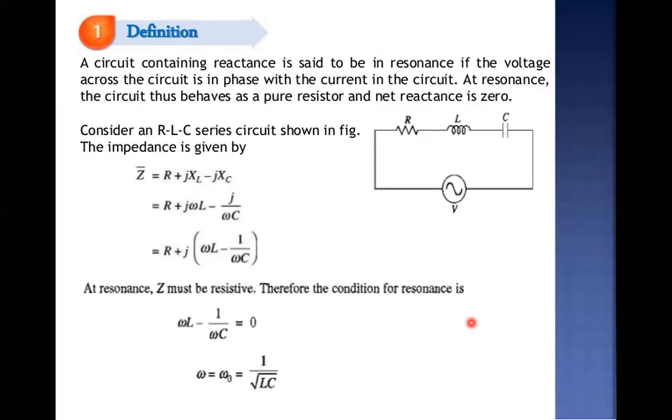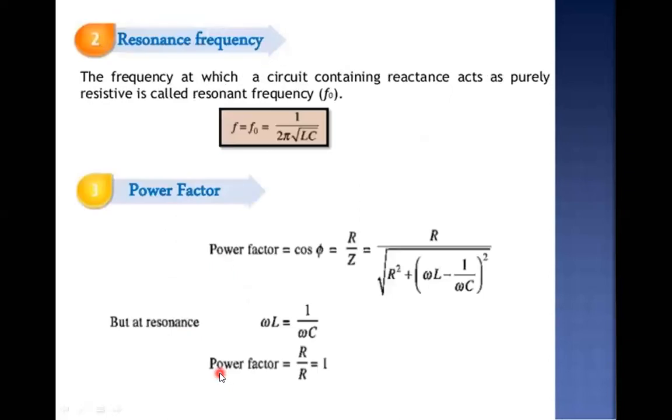So consider an RLC circuit shown here. The impedance, as we have studied, is Z = R + j(XL − XC), which can be written as R + jωL − j/(ωC). If you take j common, it is R + j(ωL − 1/(ωC)). At resonance, Z must be resistive. Therefore, at the resonant frequency, when ωL − 1/(ωC) is equal to 0, resonance occurs. This gives ω0 equal to 1 by the square root of LC.